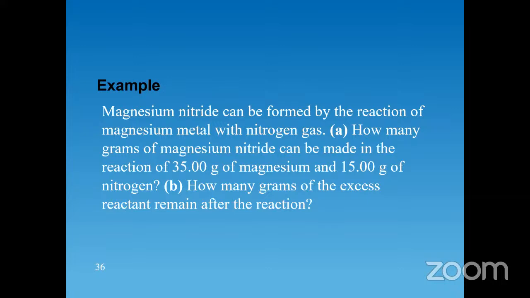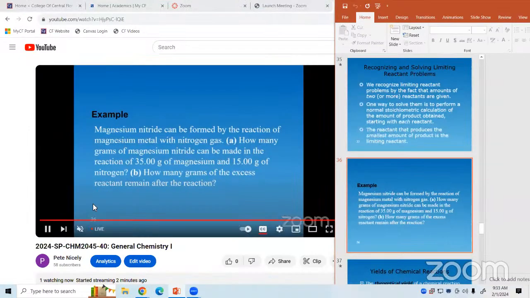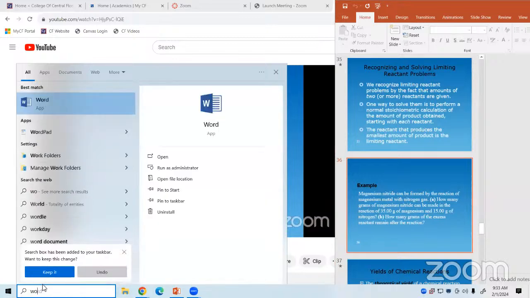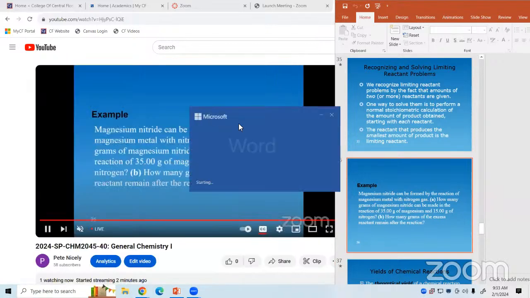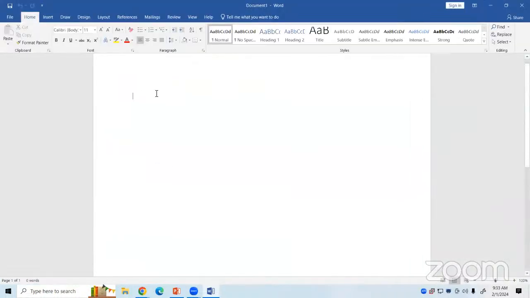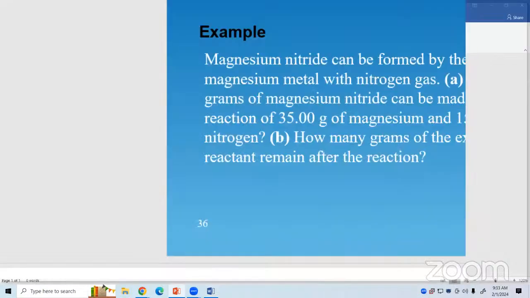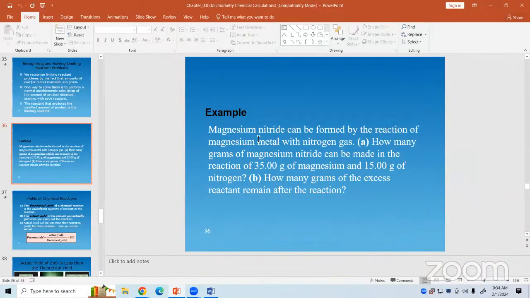So what I'm going to do is put this over to my other screen here so that I can get space to do what I need to do in order to solve this problem. Okay, so the first thing we need to do is to determine the balanced equation for the reaction, all right?